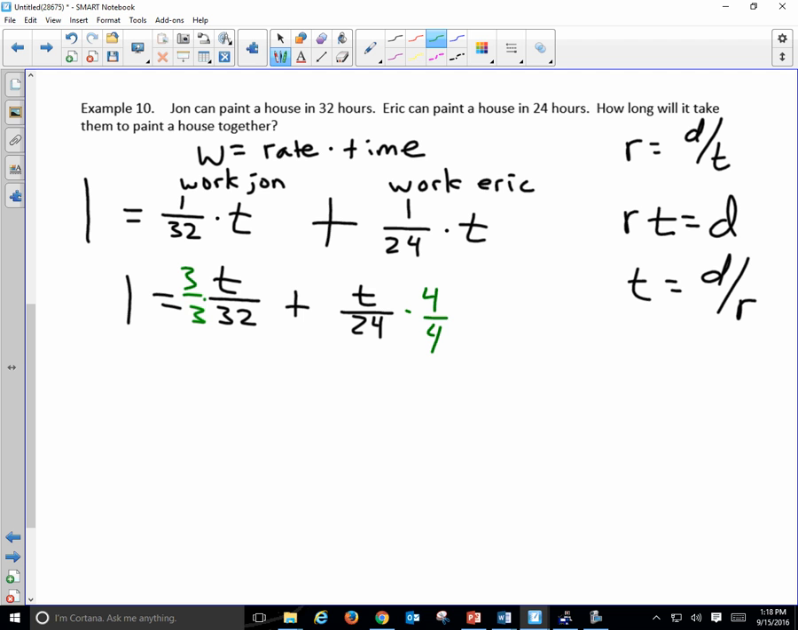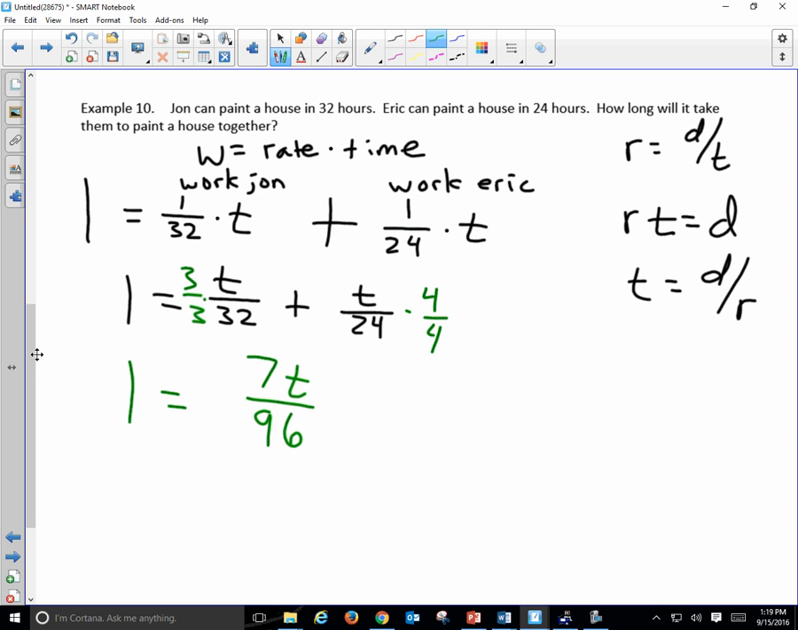I didn't say greatest common denominator, I said least common multiple. Thank you for trying. Love your effort. What do we get in the numerator here? We get 7t. What do we get in the denominator? 96. Everybody clear with how I got 7t over 96?